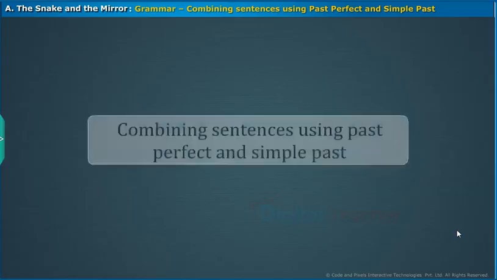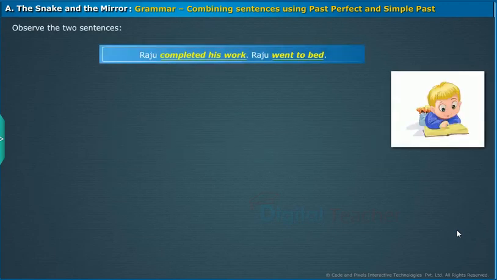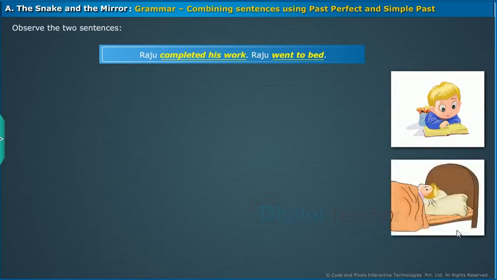In this section, we will learn how to combine two sentences using past perfect and simple past. Observe the two sentences. Raju completed his work. Raju went to bed. Here, the sentences are talking about two different actions that are completed.